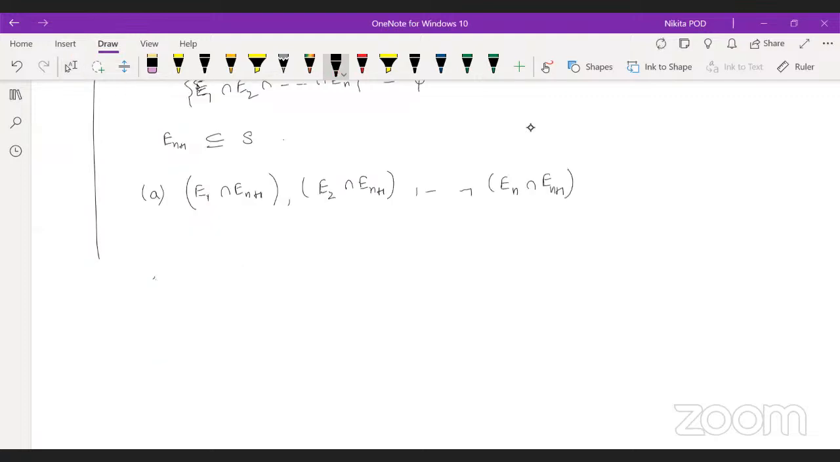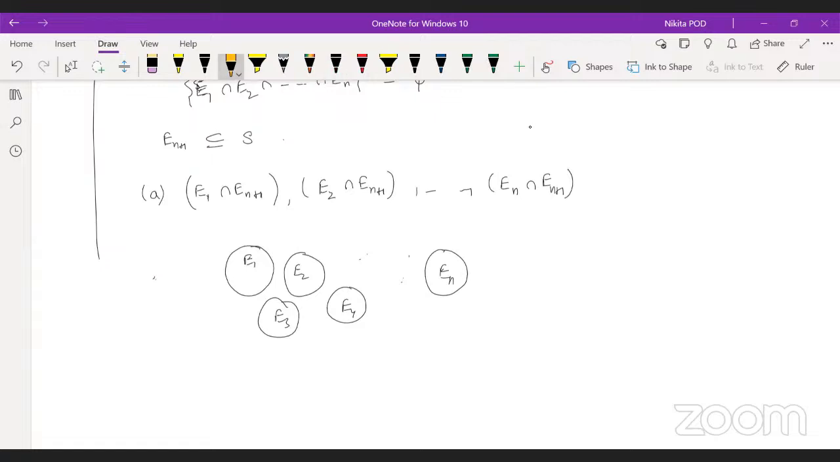Now, as you can see, since E1, E2, E3, E4, let's say we have some n events. Let's say this is my E1, this is my E2, this is my E3, this is my E4, and this is some En. Since they all are disjoint, I have drawn them separately. Now, if I take the intersection of all these events with En plus 1, it's difficult to draw. So what we're saying is you have to take the intersection of all these events with En plus 1.